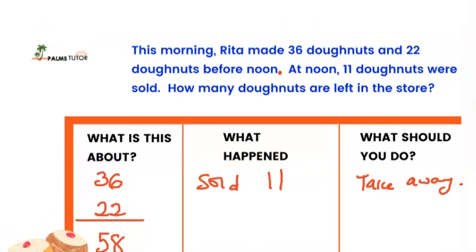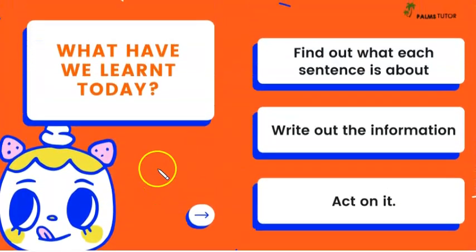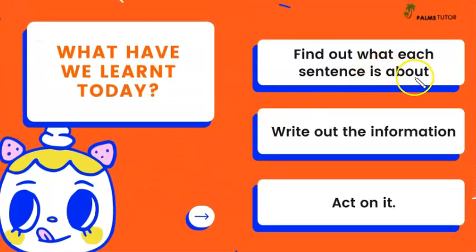Okay? So now let's see what we have learned today. Find out what each sentence is about. Write out the information. You can see as I've been writing it out. So you can also have a table like that, right? As you practice more, you may not even need a table because you now know how to quickly maneuver your way around things. And then act on each of this information. Act on them.